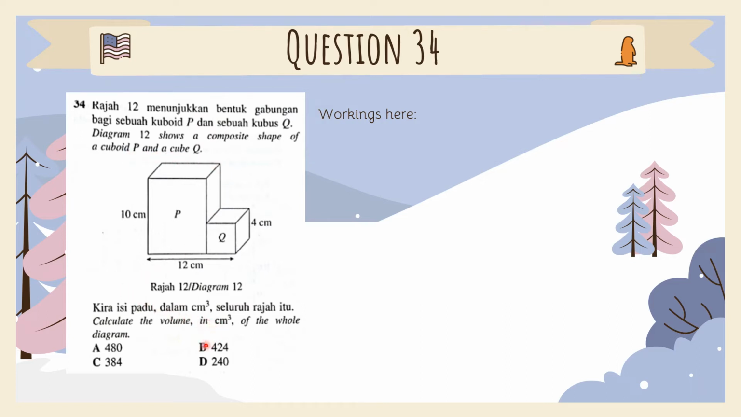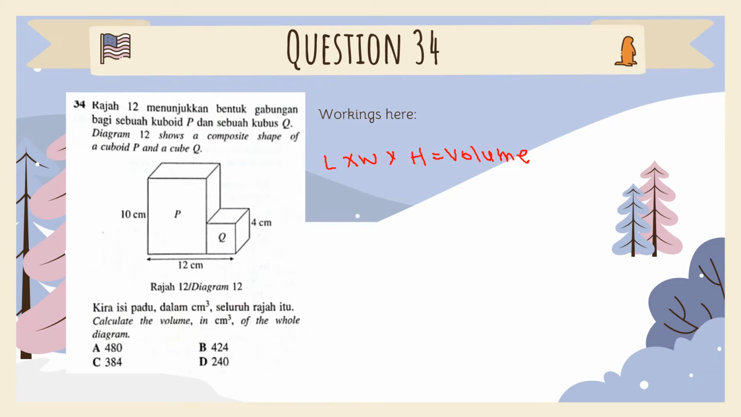Calculate the volume in cubic centimeter of the whole diagram. So this is the whole diagram and they ask us to find the volume. So this question is basically for us to find the volume of this composite shape. So first, for volume we have to multiply the length times width times height. And then we will get volume.